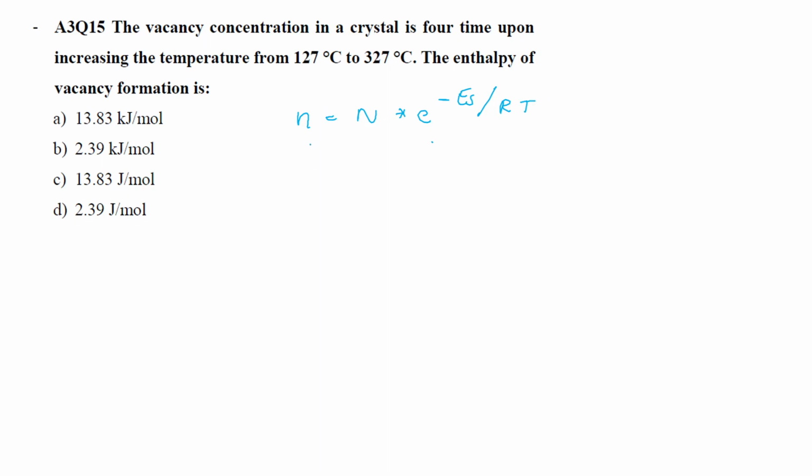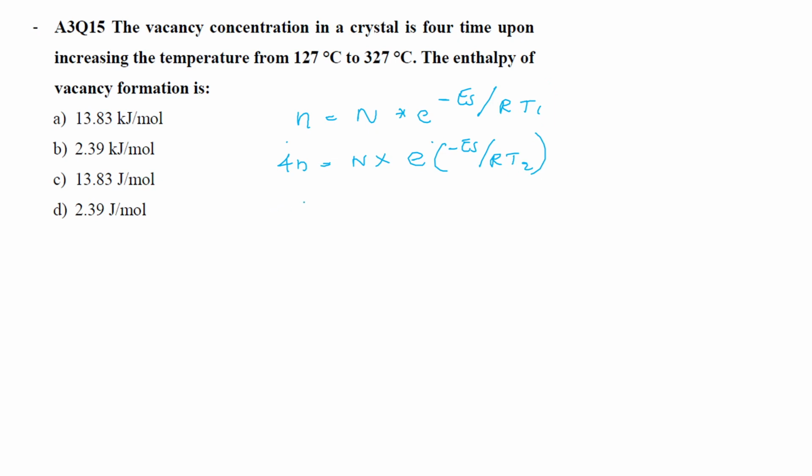Now here two situations are given, right? One is 4 times and one is normal. So there you have to take again that 4n situation, how it will be: n times exponential to the power minus Es divided by RT2. That is the only difference.